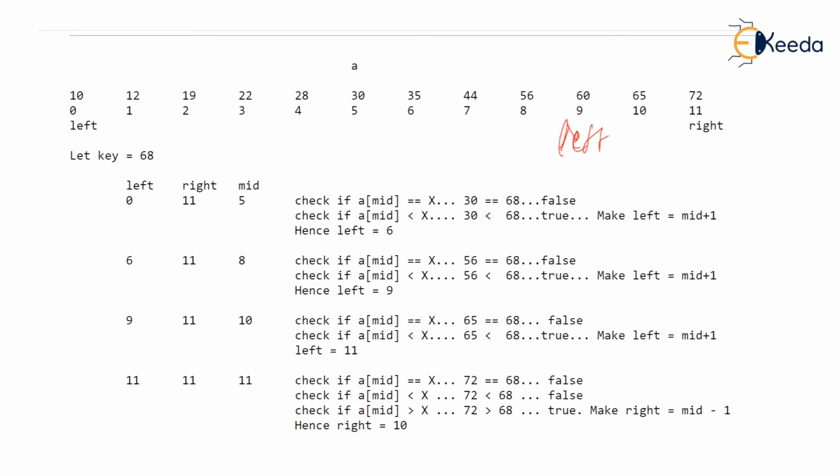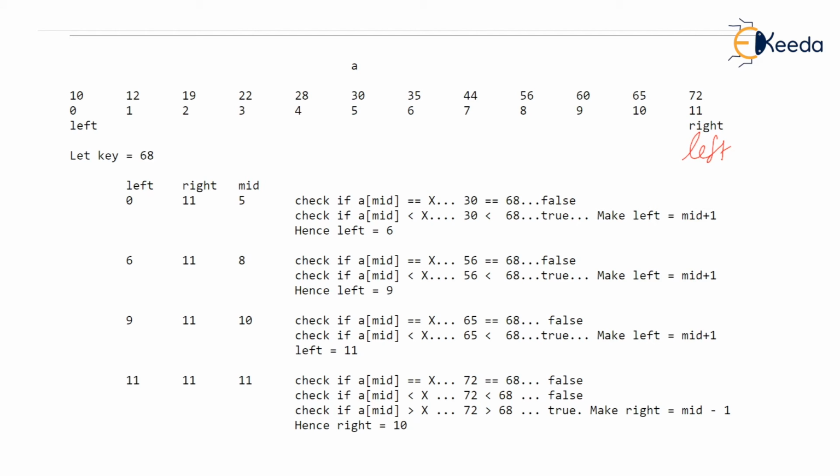Let's go to mid and check, is it 68? It isn't. But is A of mid less than 68? Yes, it is. So if 68 is present, it must be present to the right of 65. That means we are going to change left, and left will become equal to 11, mid plus 1, isn't it? Now you observe both left and right are 11. That means left has now met right. They are equal. Well, still continue the search. It might be that at this location, the same location value is present. So search continues even when left is equal to right.